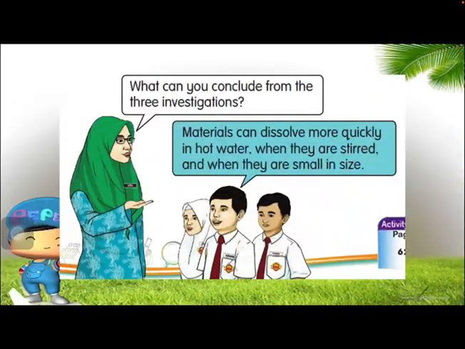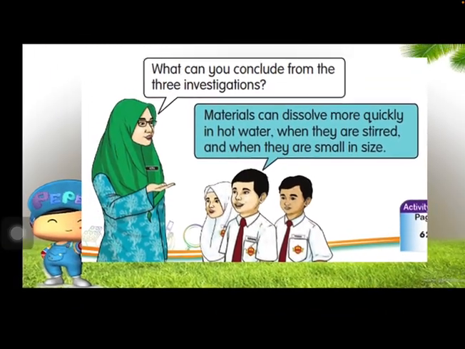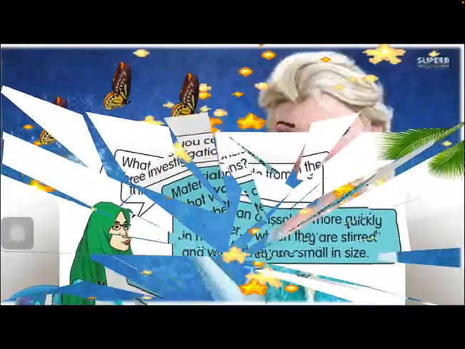So we have done 3 experiments in this investigation. What can you conclude from all 3 investigations? Materials can dissolve more quickly in hot water, when they are stirred, and when they are small in size. If it is cold water, if you do not stir, and if you use a big size, the material cannot dissolve easily. Hope you understand. Let's see our exercise for today.